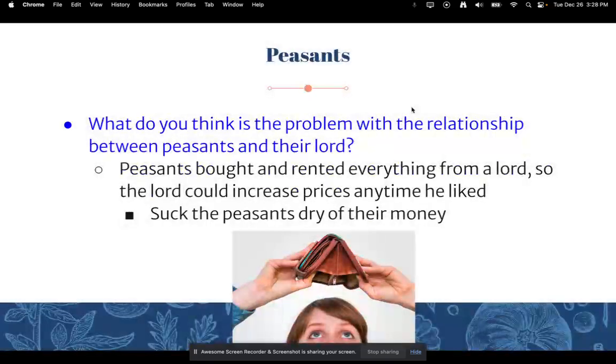Yeah, so peasants bought and rented everything from a lord. So the lord could just totally increase prices or demand more any time he liked. There were no laws, no rules, no regulations. So they pretty much just would suck the peasants dry of their money.